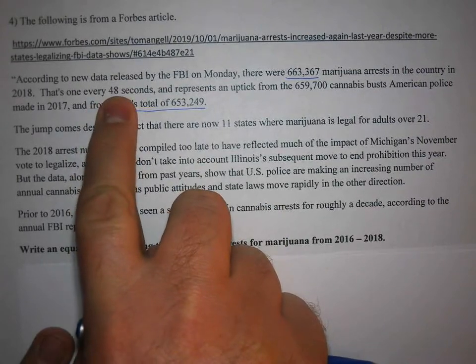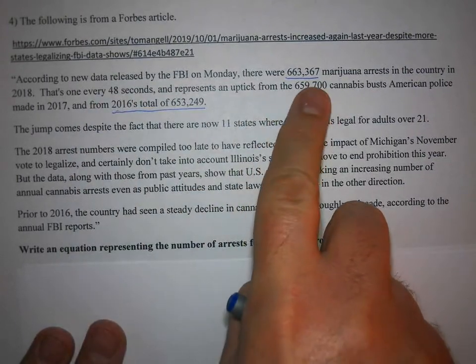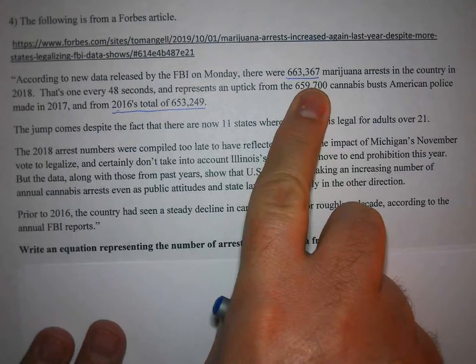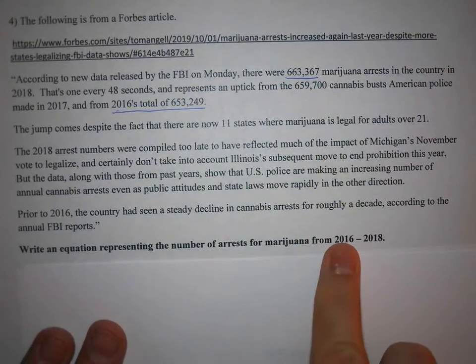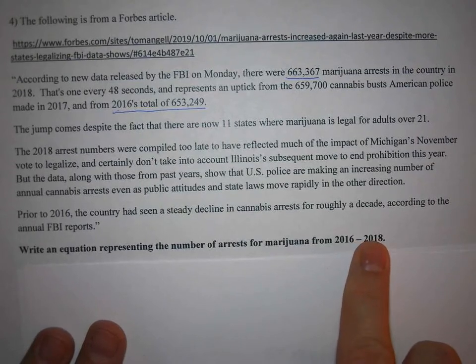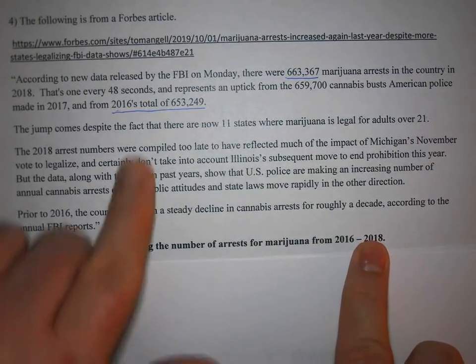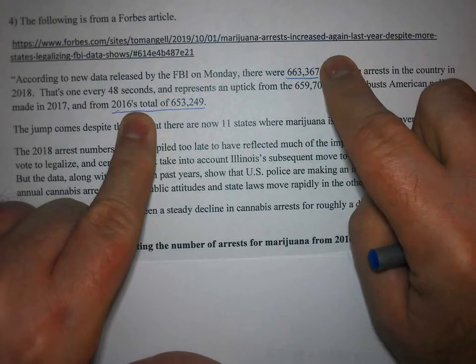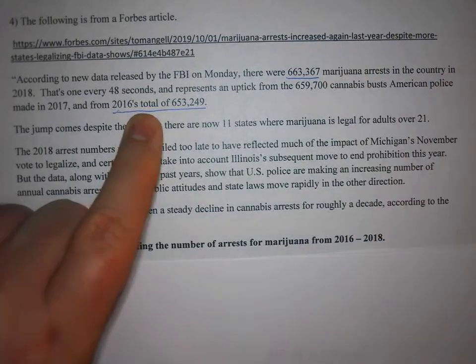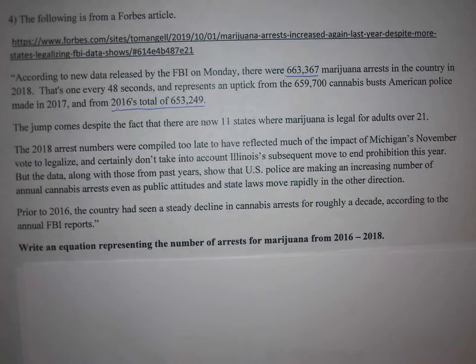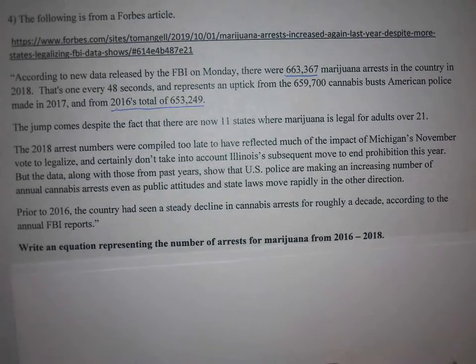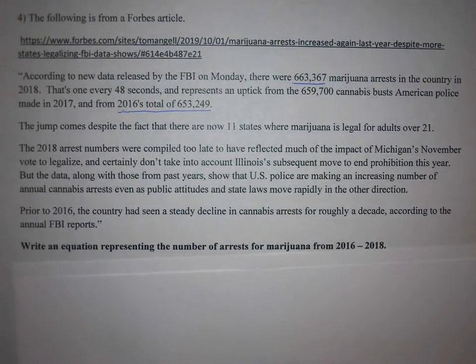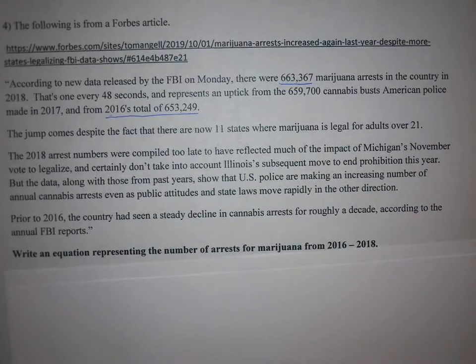Okay, so those are the 2 values we're looking at. The 1 every 48 seconds, the number in 2017, those are all just noise in the question. They say to write it from 2016 to 18, write that equation. So the only values you care about were what happened in 2016 and 2018. Okay, so to write the equation of the linear model, find the slope. So they didn't tell you that the number of arrests increased by 5,000 per year. You have to find the slope.